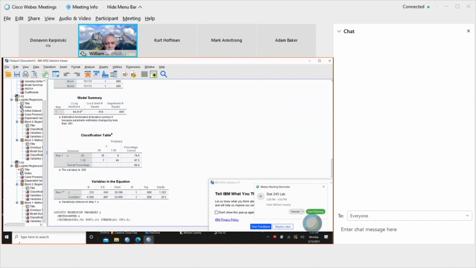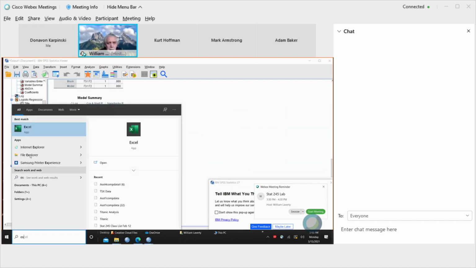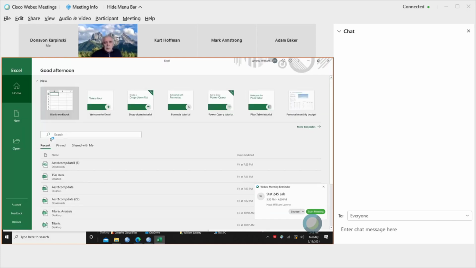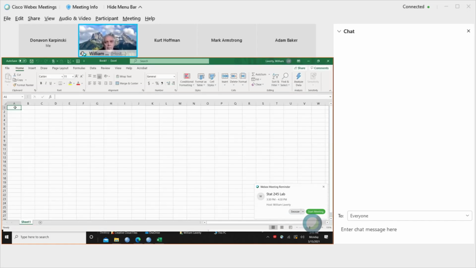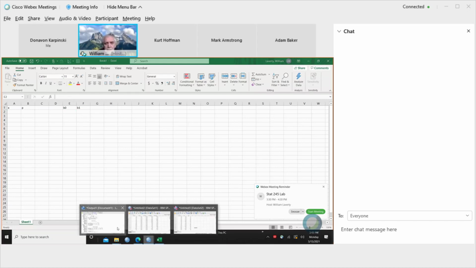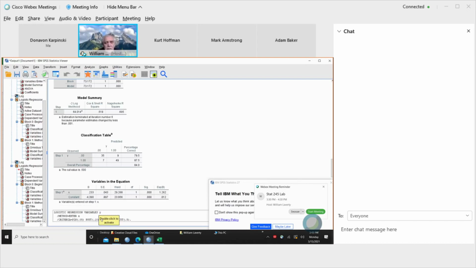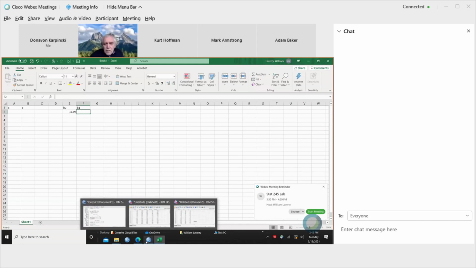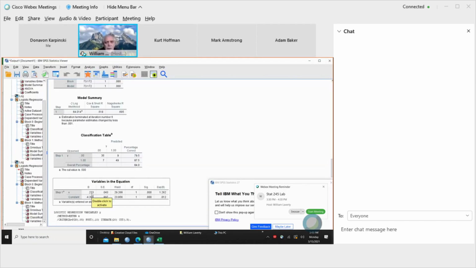To do that, I'll just set up an Excel file. Blank workbook. This will be X. This will be the probability of going into remission. This will be beta naught. I'll just call it B0 and B1. That comes from the output. B0 is minus 4.390. Beta 1 comes from, that's the 0.233.